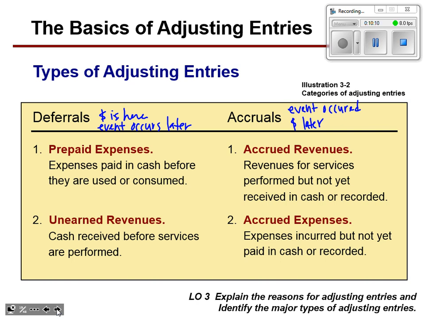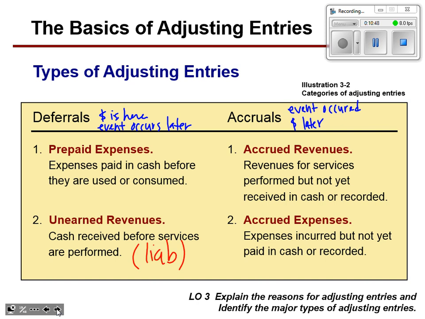Unearned revenue. You have learned about this one. Cash received before services are performed. We know that that's a liability. What do we owe in this case? The service. If you pre-purchase tickets to the last weekend's Vikings game, now they've done the work. They had the event last weekend. But still, you as a customer bought that on the front end before the Vikings played.